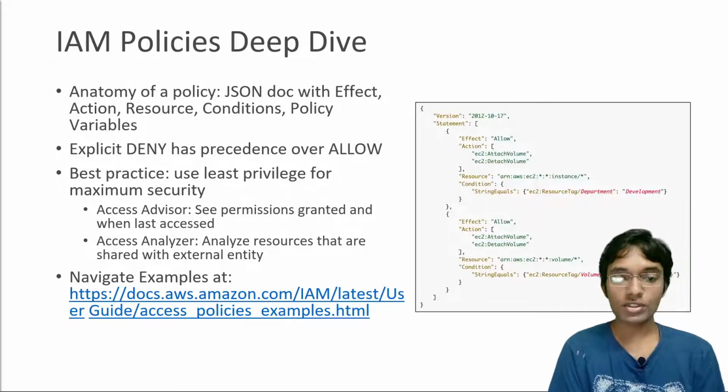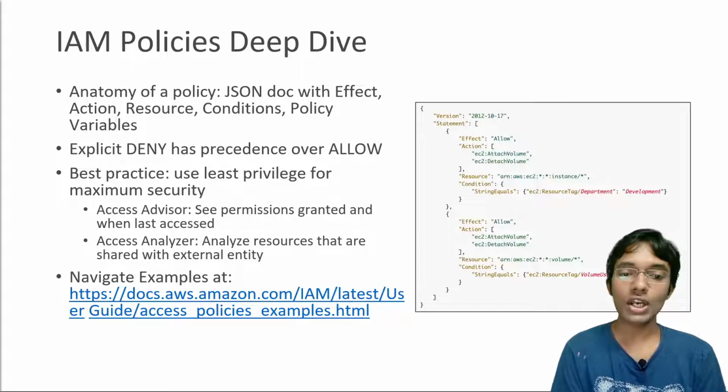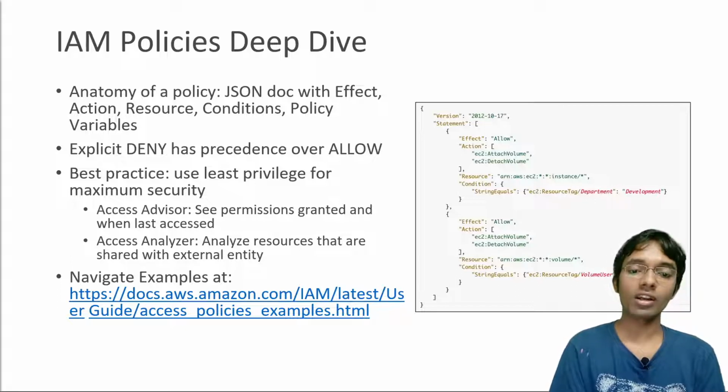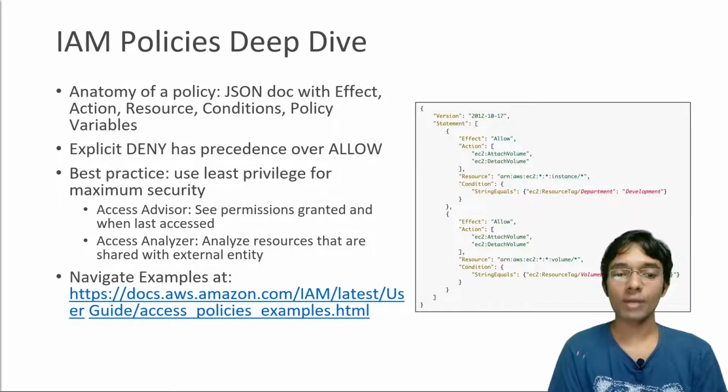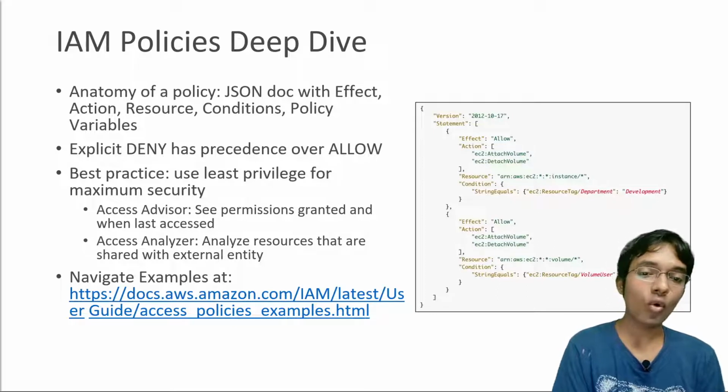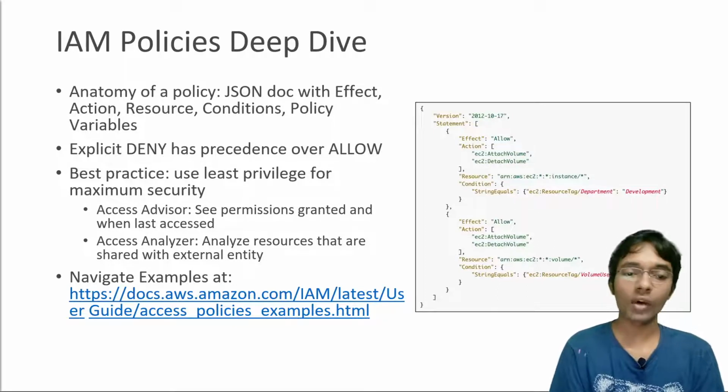If there is an explicit deny in your IAM policy, then it will have precedence over any allow, so explicit denies always have the highest priority. And we have a lecture exactly on understanding how IAM policies and everything else are evaluated in order.